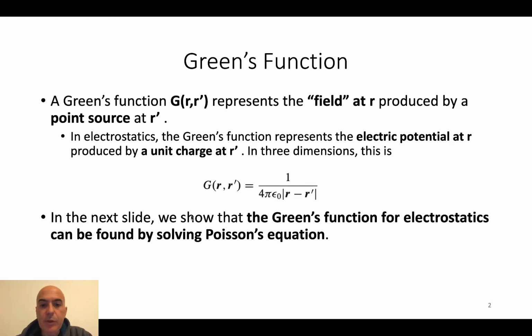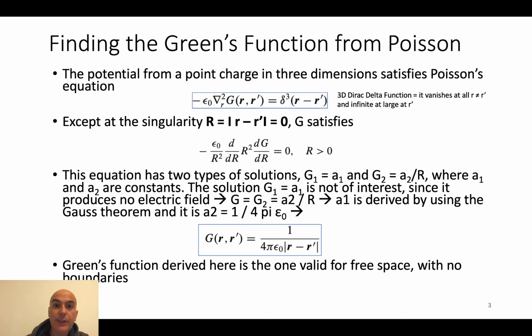In the next slide, we are going to show that the Green's function for electrostatics can be found by solving the Poisson equation. So we will go from a differential equation to the integral formulation using the Green's function. How do we find the Green's function from Poisson? We know that the Green's function is nothing else than the potential that corresponds to a point source. So we want to calculate the potential at a certain position R with a source that is a point at a position R prime.